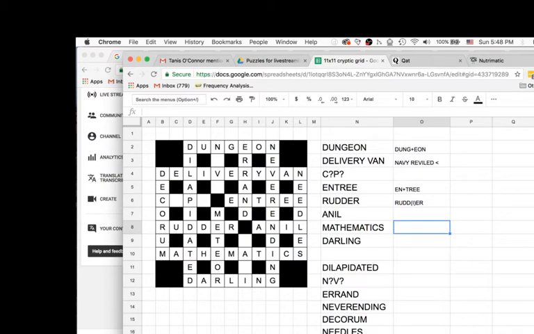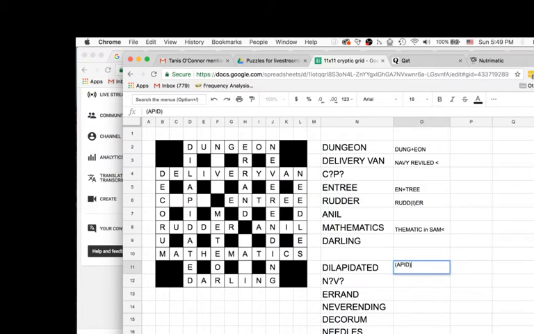I specifically chose mathematics to be thematic, in Sam backwards. Darling, don't know just yet. Maybe it's a hidden word. Cheddar lingerie. Don't worry, I'm not going to see if there is cheddar lingerie out there.